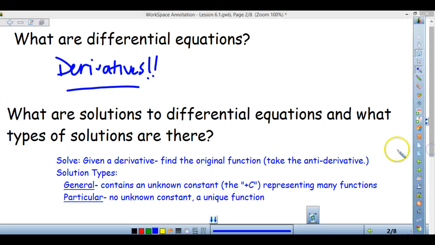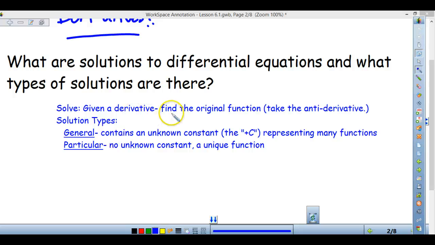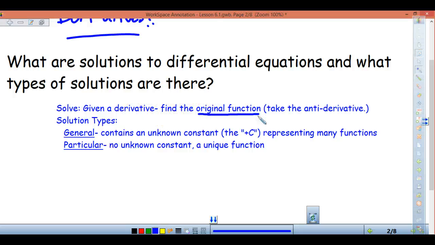So when they talk about how to find a solution to a differential equation, what they're referring to is, we know a differential equation is a derivative. When they ask you to solve it, they want you to find the original function. In other words, take the antiderivative. So we will be reviewing our integrating skills in this chapter as well.